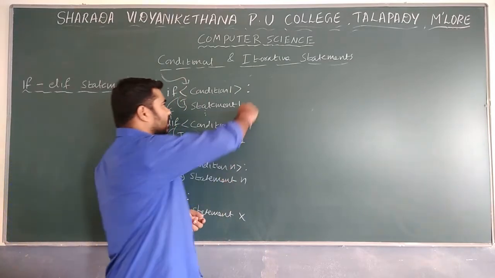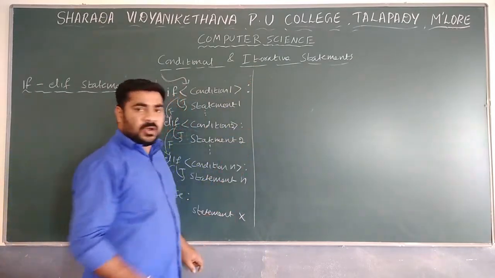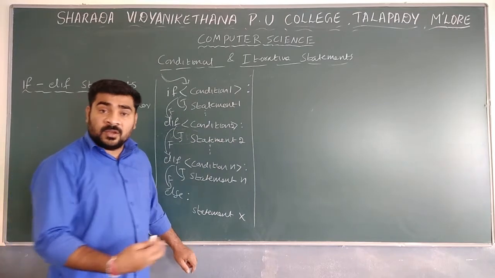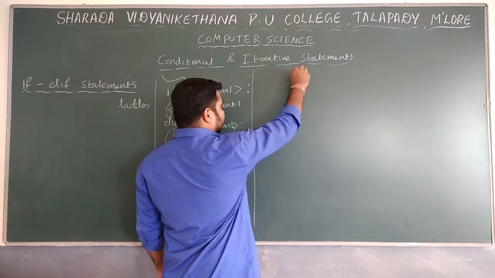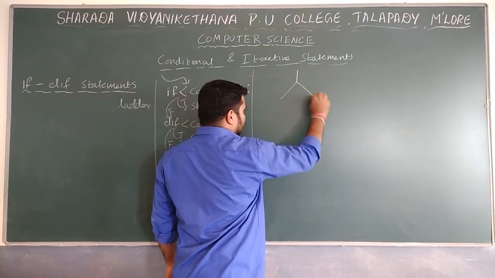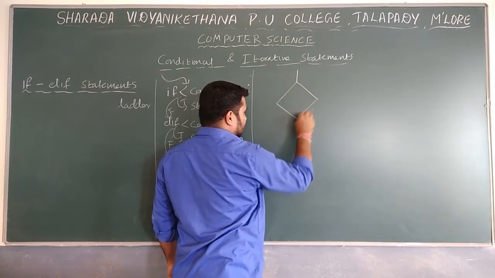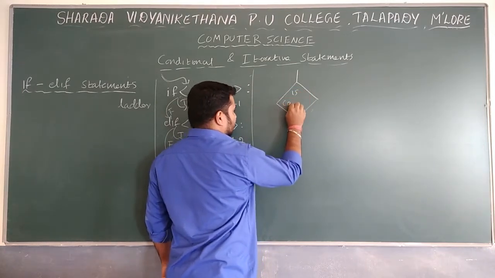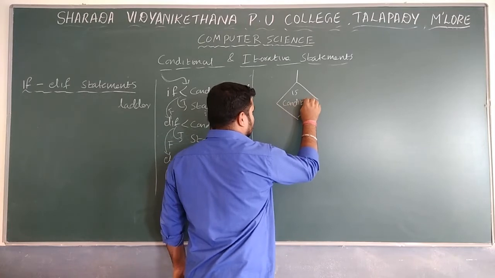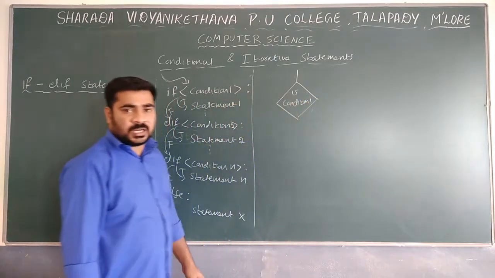So this is the general format. Then, let's write the flow chart. How can you write the flow chart for this? Whenever you write the flow chart, first you are going to check the condition. First, you are going to check condition 1.